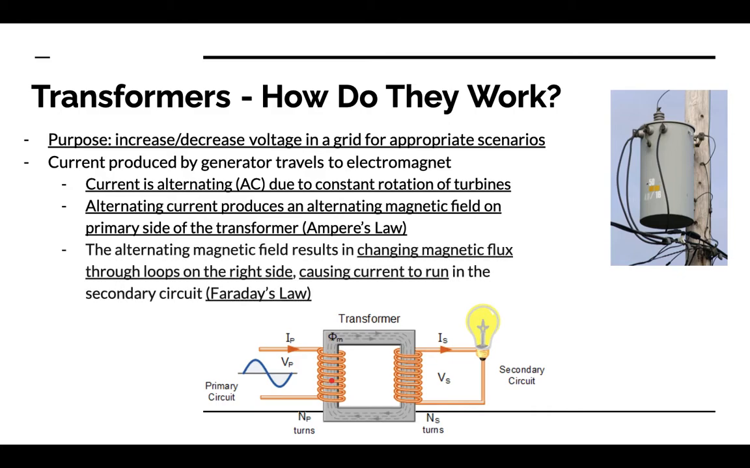Okay. So we have a changing magnetic field being produced on our left side of the transformer. So as a result, there's going to be a changing magnetic field passing through the coils on the right side of our transformer. And this changing magnetic field through the right side is going to result in a changing magnetic flux through the coils, and that's going to cause current to run in the secondary circuit, aka Faraday's law. So as a result, we can have two disconnected circuits and use one circuit to power the other through a combination of Ampere's law, where the alternating current produces a changing magnetic field, and Faraday's law, where the changing magnetic field induces a voltage in the secondary circuit.